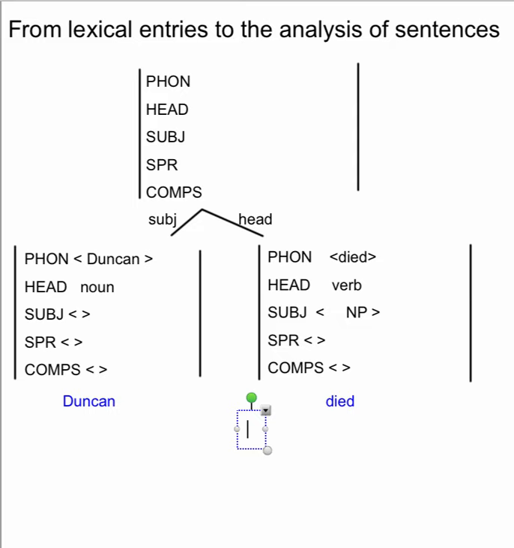So this means we'll assume that a sentence also has a phonology value, a head value, a subject value, a specifier value, and a COMPS value. How can these be determined on the basis of the properties of the words in the sentence? To do this, we need principles of grammar. Let's start with a simple principle.